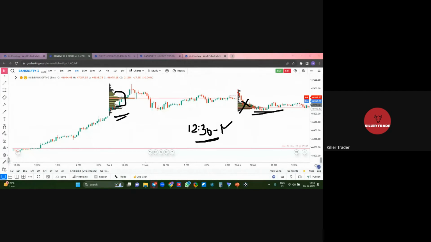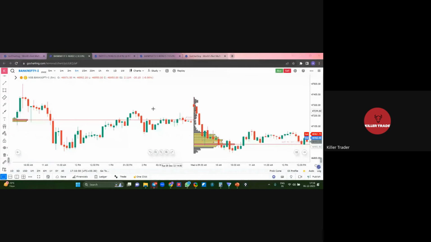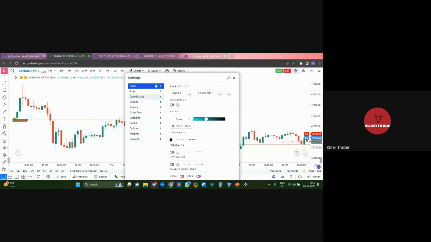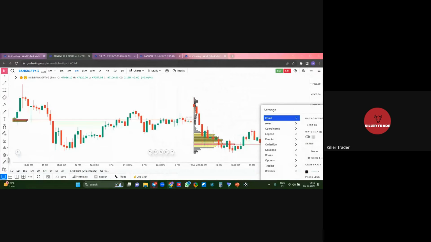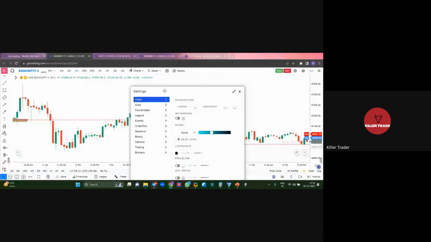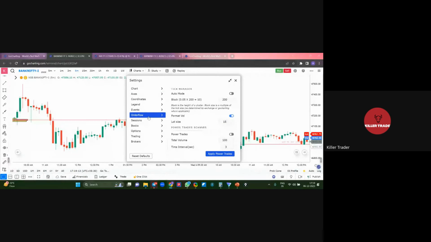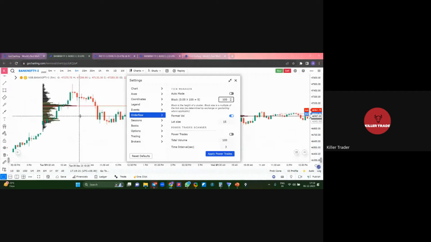So let's identify the previous day's value area. Now, the first and foremost aspect is to change your settings. You go to settings and you go to order flow. For Bank Nifty, right now the standard setting I use is 100 block, and lot size you may or may not format your choice.